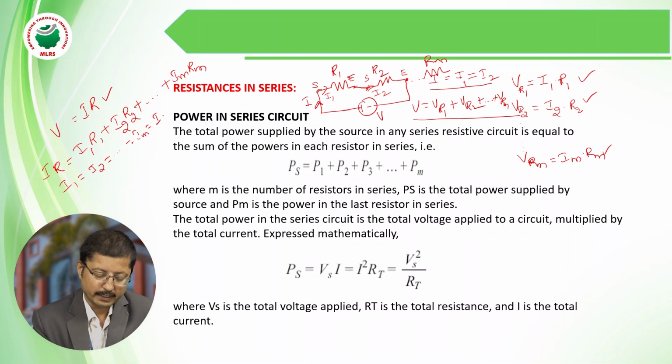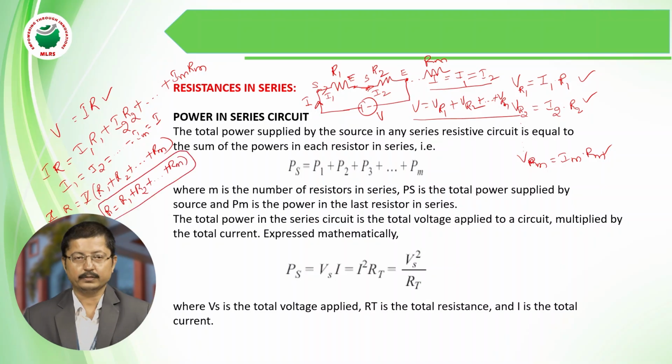So substitute this in the above equation, then we are getting IR equals, so take I common here. I1 is nothing but I here. So take I common, then R1 plus R2 plus up to so on Rm. So take I cancel. Then R is equal to R1 plus R2 plus up to so on Rm. So this is the equivalent resistance in series circuits.